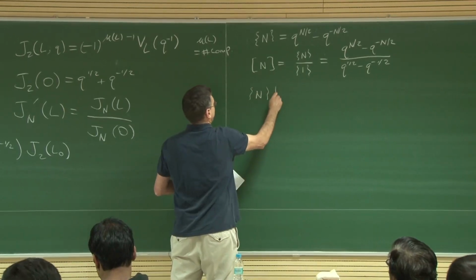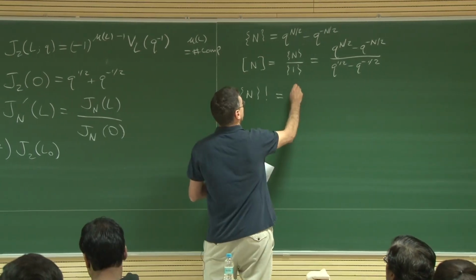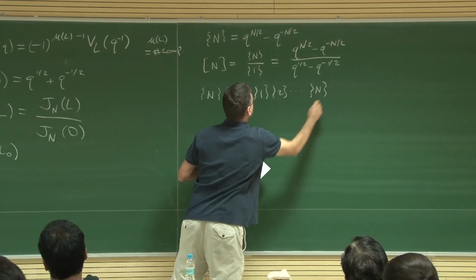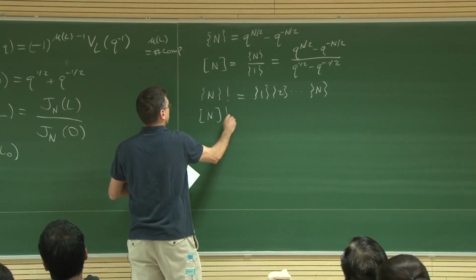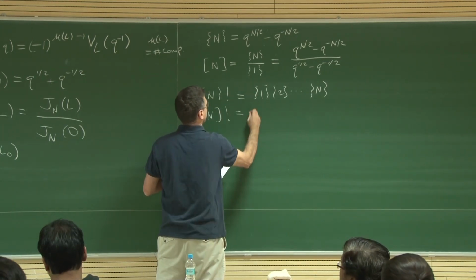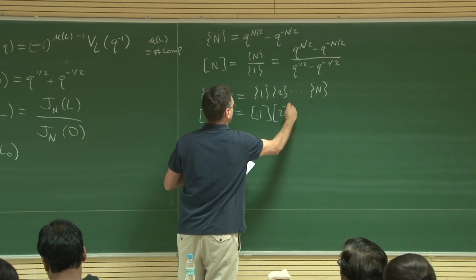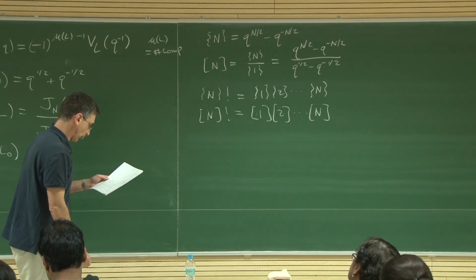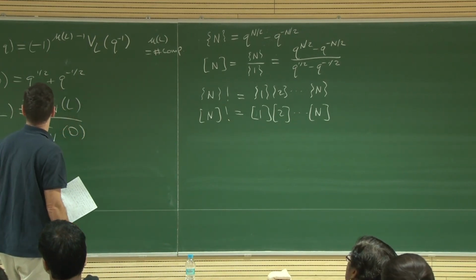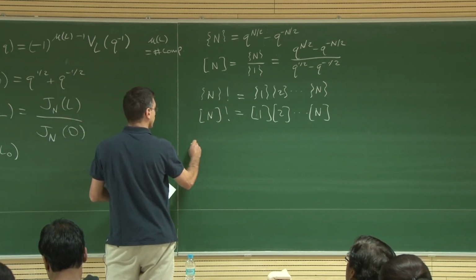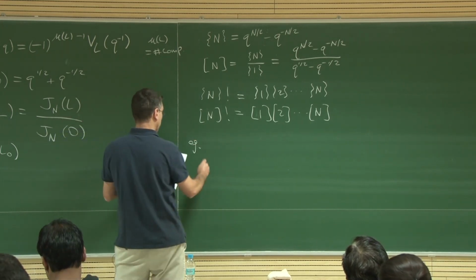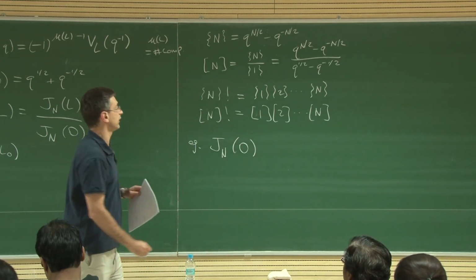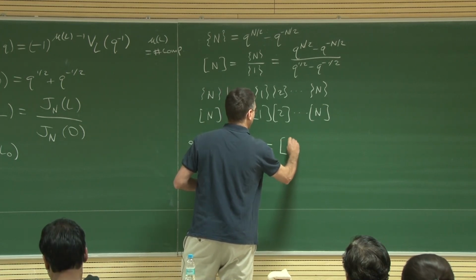So this factorial is equal to 1 times 2 times up to n. And n factorial is 1, 2, up to n. Okay? And so what we have here is, for example, we would write something like J_n of the unknot, the colored nth Jones polynomial of the unknot, would be written like this.